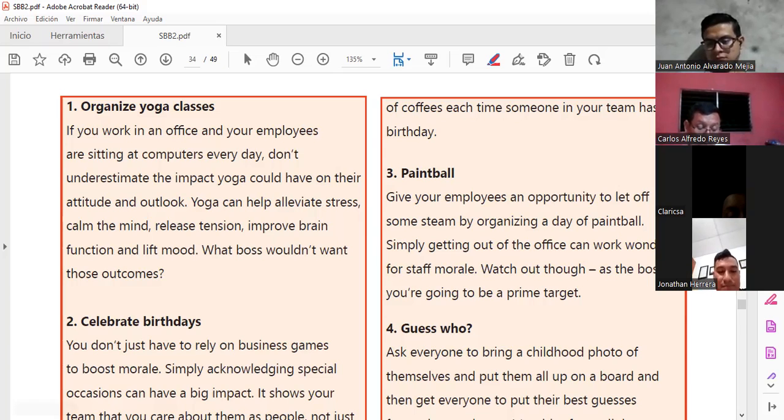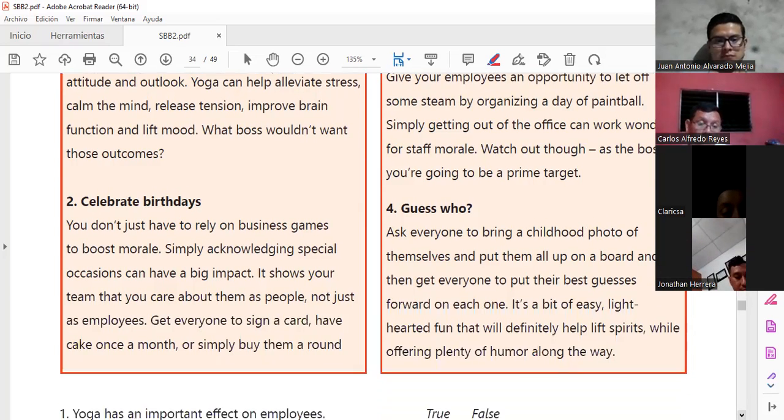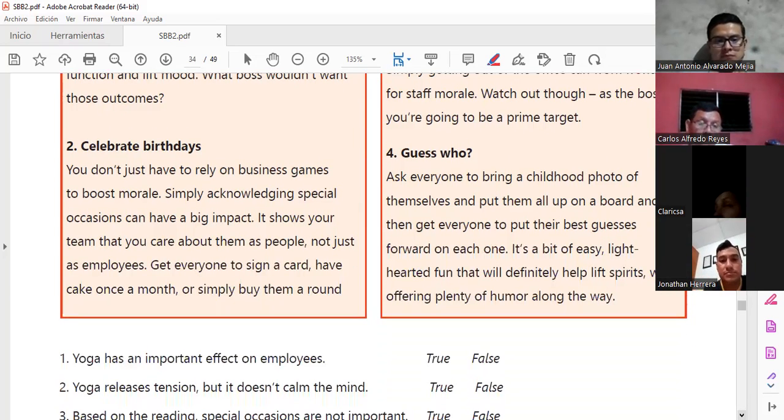Very good, excellent. Okay, so organize yoga classes. Yoga classes will help you alleviate stress, it says over here. Now let's see celebrate birthdays. What do they do at the companies to celebrate employees' birthdays? Go ahead, please. Celebrate birthdays.